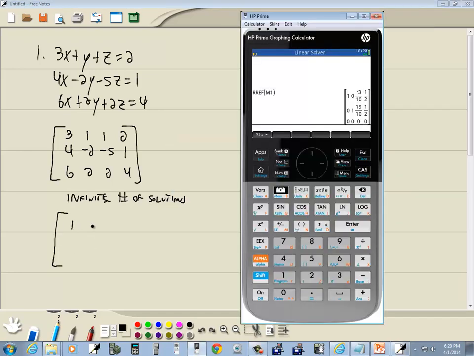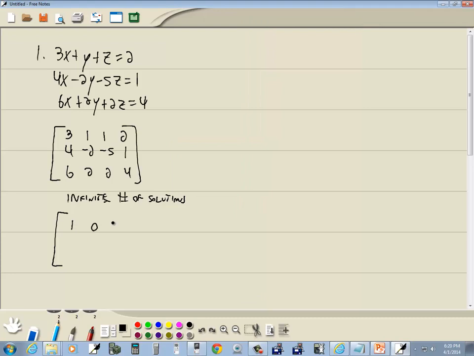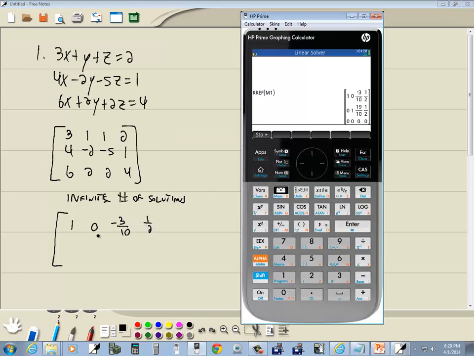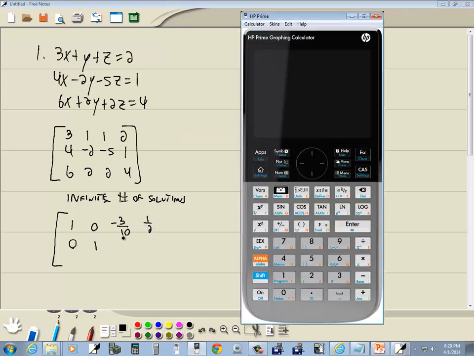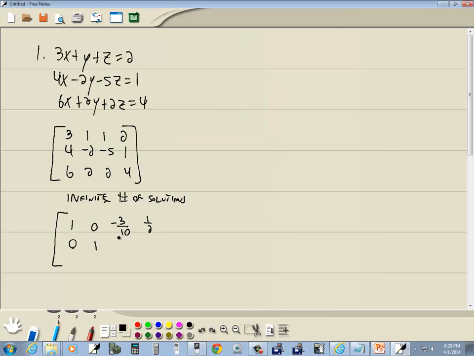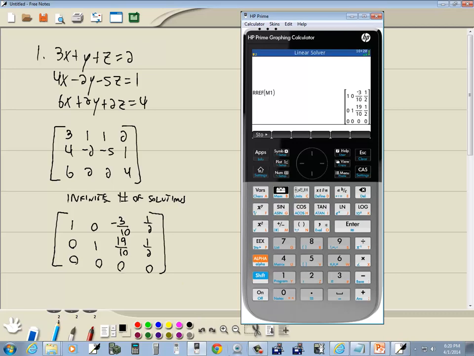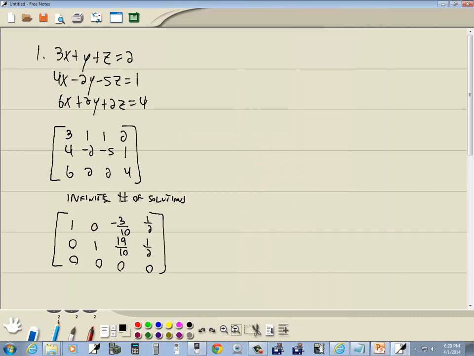Okay, so we got 1, 0, negative 3 tenths, 1 half, 0, 1, 19 tenths, 1 half, and 0, 0, 0, 0, zeros all the way across. Okay, well, I know it failed. My process did not work.